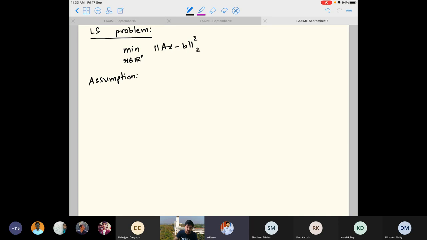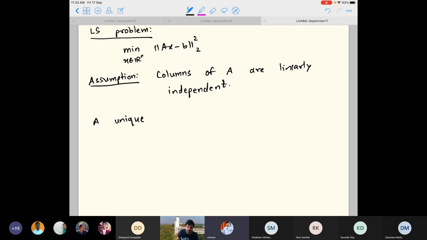The assumption that we had was that the columns of A are linearly independent. So if the columns of A are linearly independent, then we saw a unique solution x hat, which can be given as (A transpose A) inverse A transpose b, which I also write as x hat equal to A dagger b.